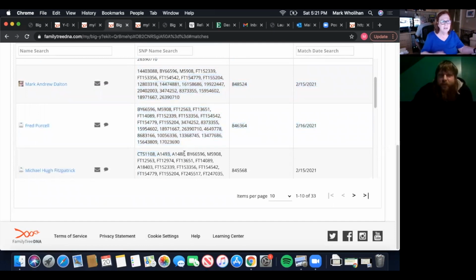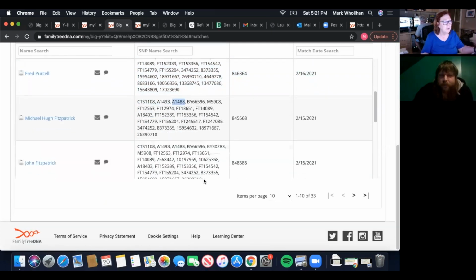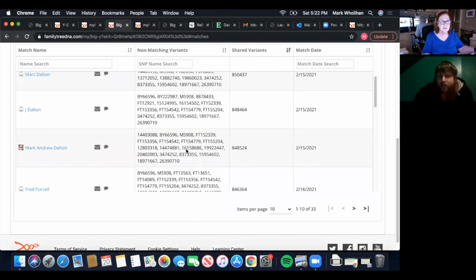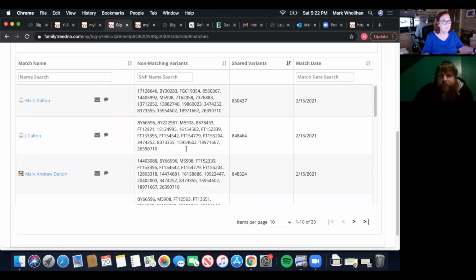And I'll send you the Fitzpatrick chart, and it shows the relationship between the Fitzpatricks and where they believe Dalton fits into this and where Purcell fits into this. Yep. But anyway.